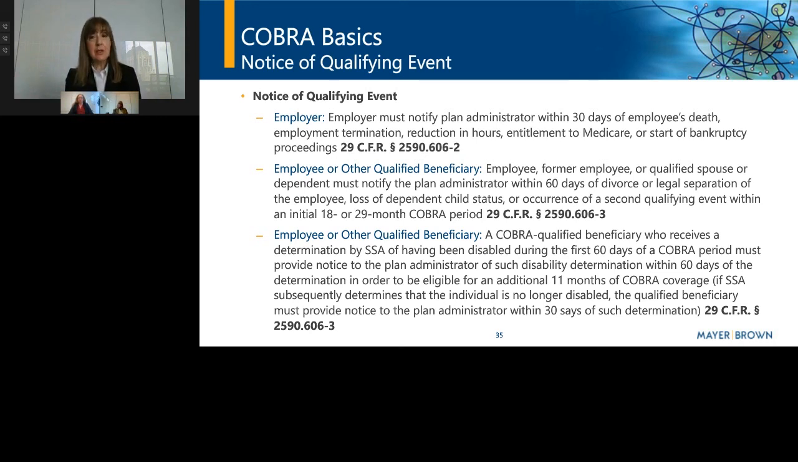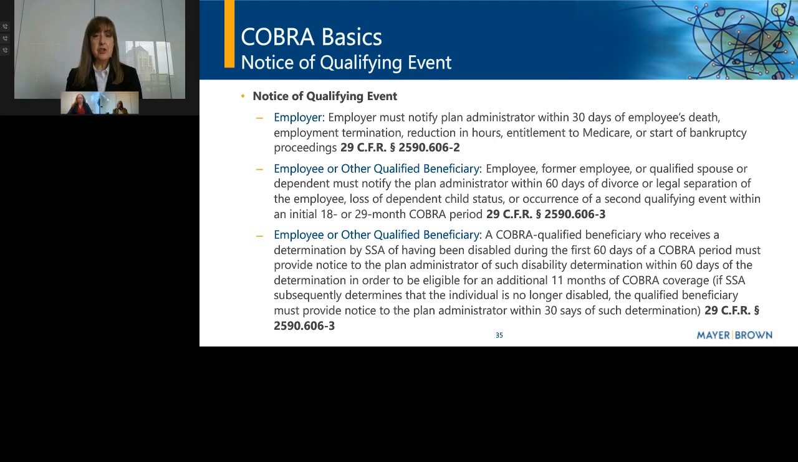By contrast, the qualified beneficiaries themselves have a notice obligation. Within 60 days, they have a longer window, they have to provide notice to the plan administrator of a divorce or legal separation of the spouse from the employee, or the loss of dependent child status, or a case of a secondary COBRA qualifying event that may occur in the midst of an existing ongoing initial COBRA period.